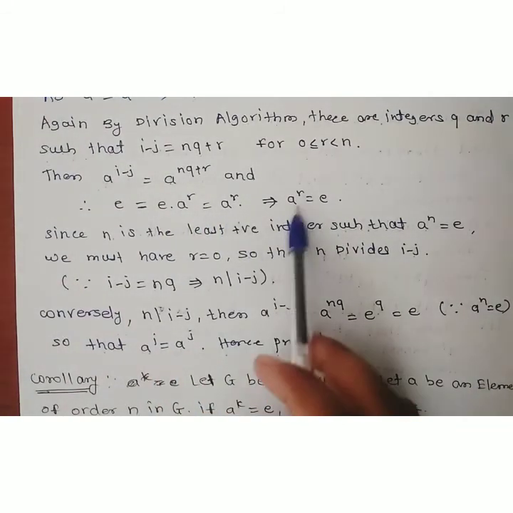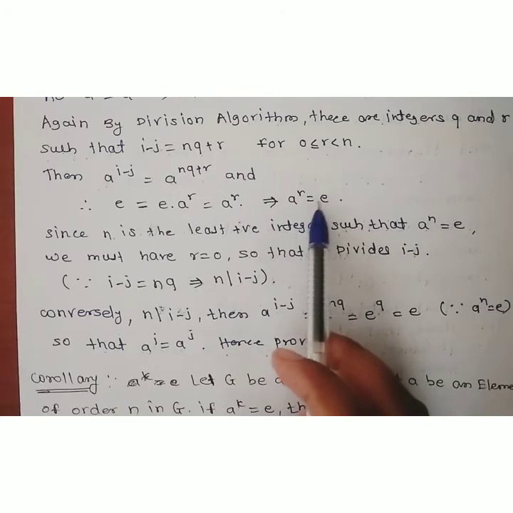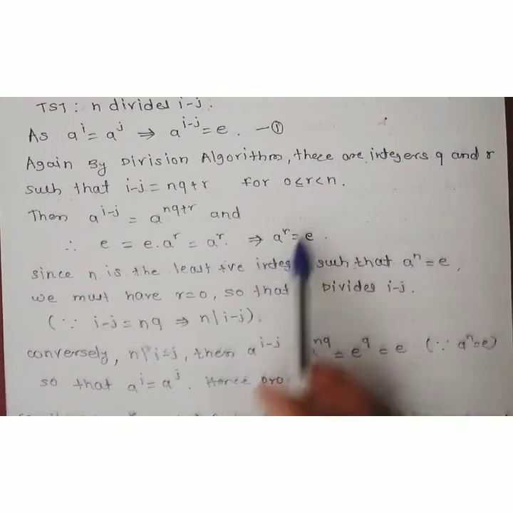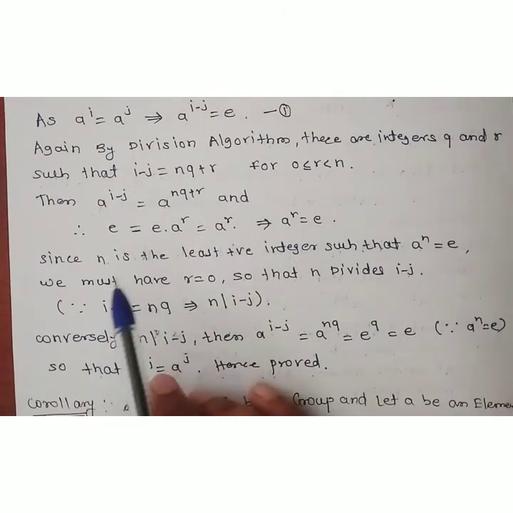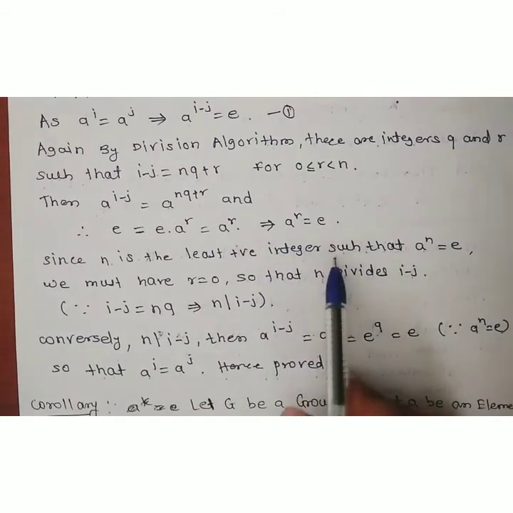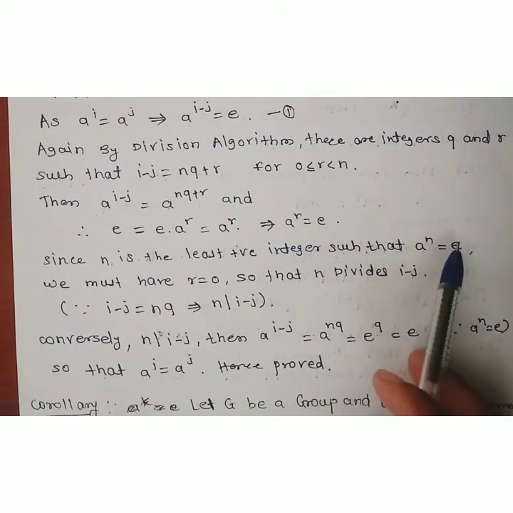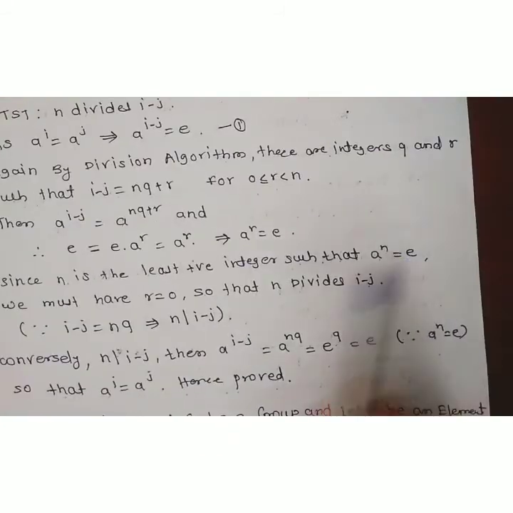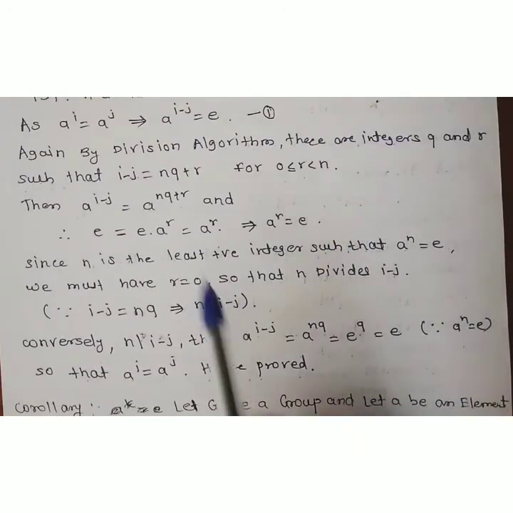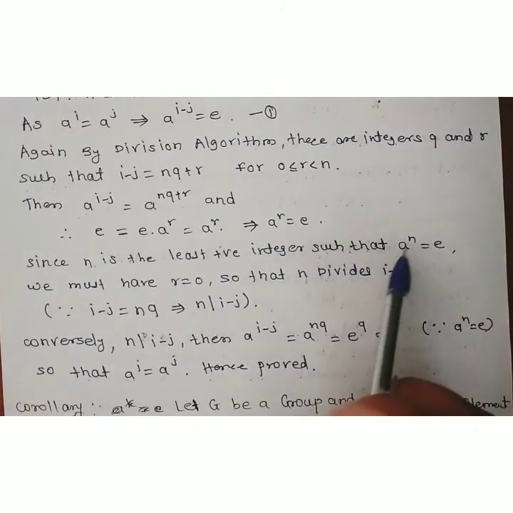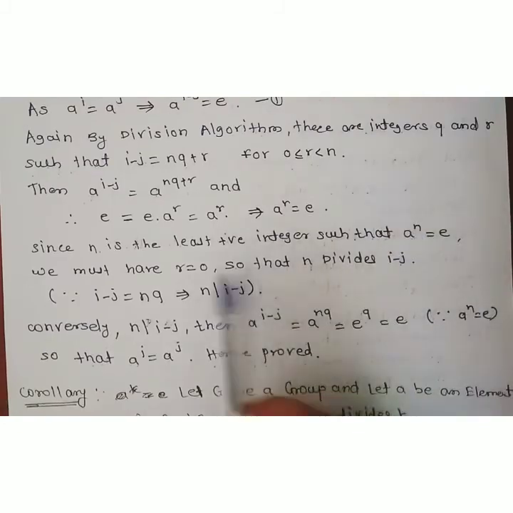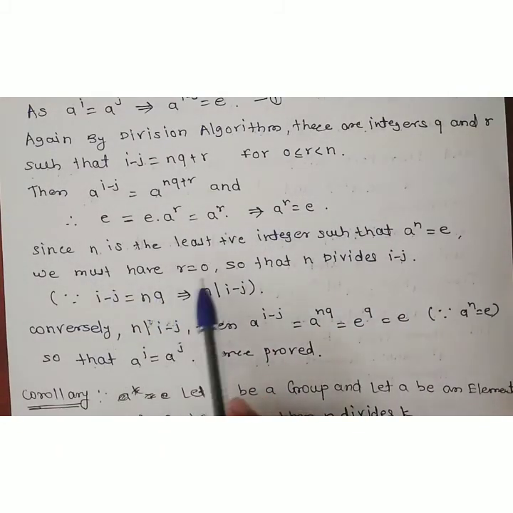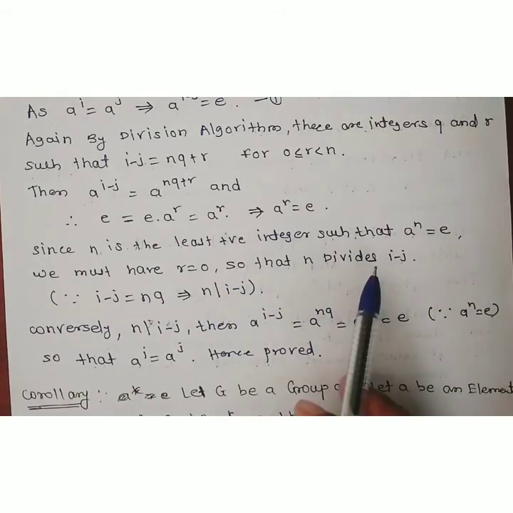Therefore, we get a raised to r is equal to identity, but this is a contradiction, since n is the least positive integer such that a raised to n is equal to identity. Here the order of a is equal to n. Therefore, n is the least positive integer such that a raised to n is equal to identity. Therefore, we must have r is equal to 0, so that n divides i minus j.